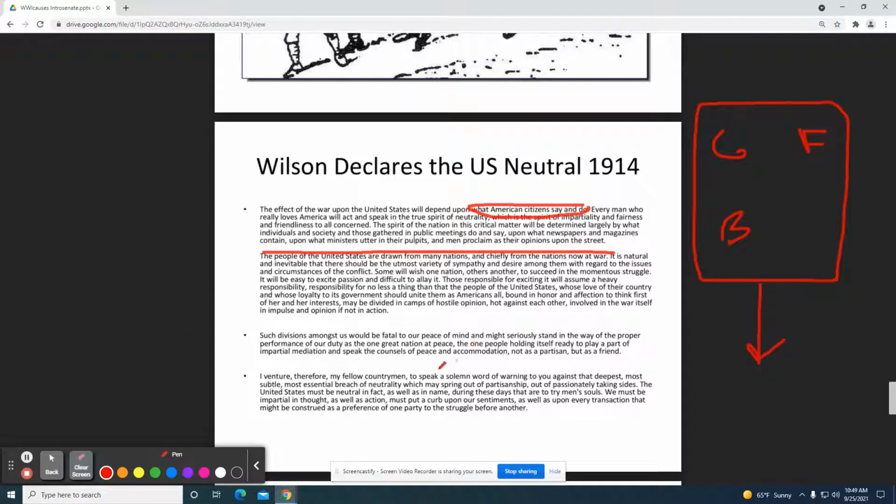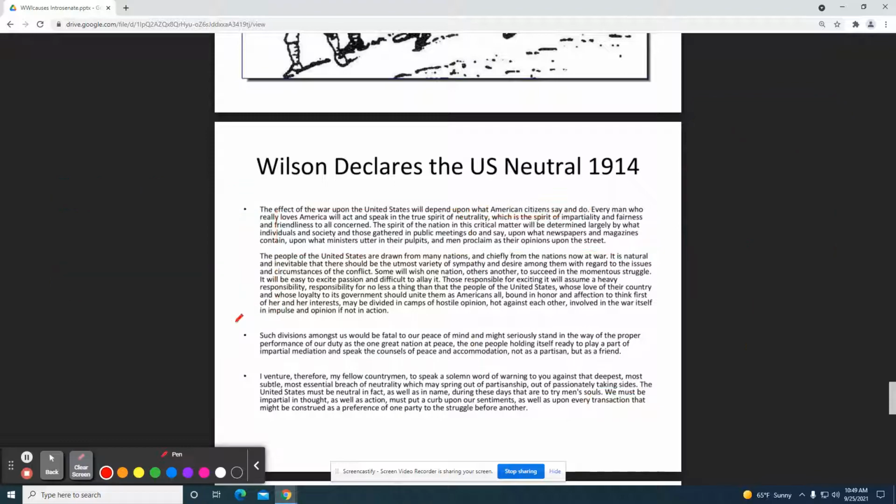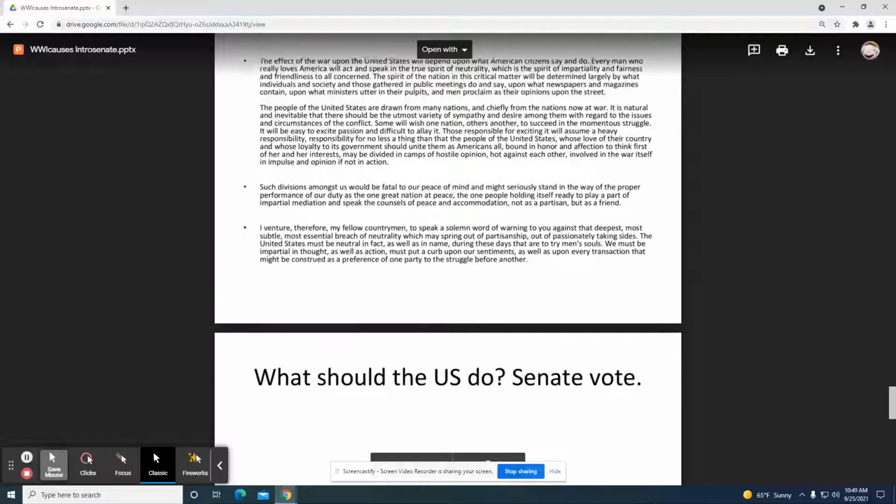Wilson is saying that we are going to declare our neutrality. Then he goes on to say we are going to be impartial in thought as well as action. So he's saying that, yes, Germany, Austria, and the Ottoman Empire are at war. So is Britain, with France and Russia. But since we're declaring neutrality, we can trade with both of these sides. That's where he's going with this particular piece.